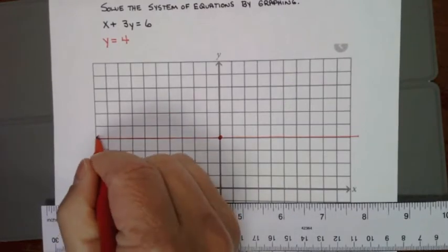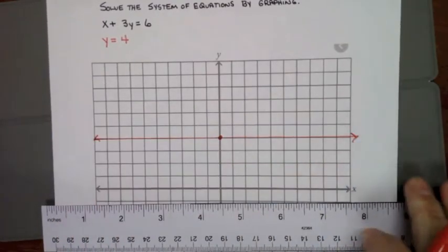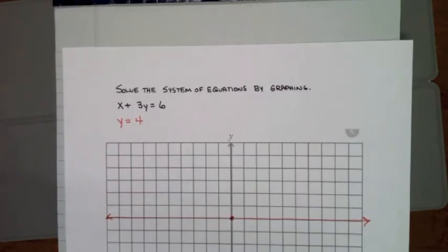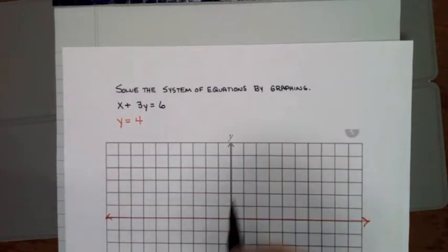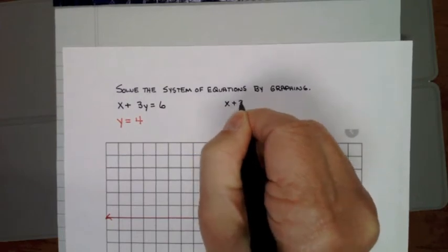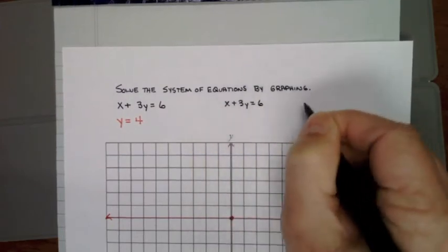This is the graph for y is equal to 4. My black linear equation is not in slope-intercept form. It is in standard form. To graph something in standard form, I need to use the x-intercept and the y-intercept. So I'm going to write it twice and find each of those.